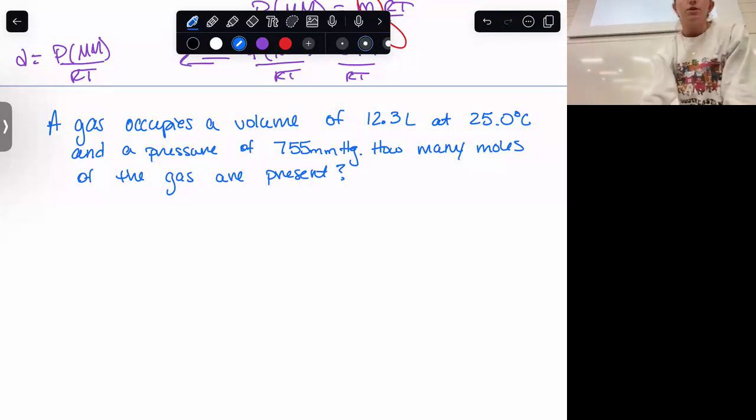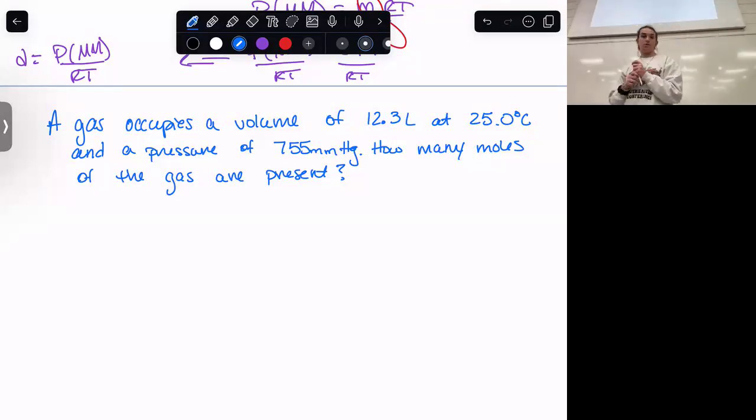Yep, so for this question, we have a gas that occupies a volume of 12.3 liters at 25.0 degrees Celsius and a pressure of 755 millimeters of mercury. How many moles of the gas are present?